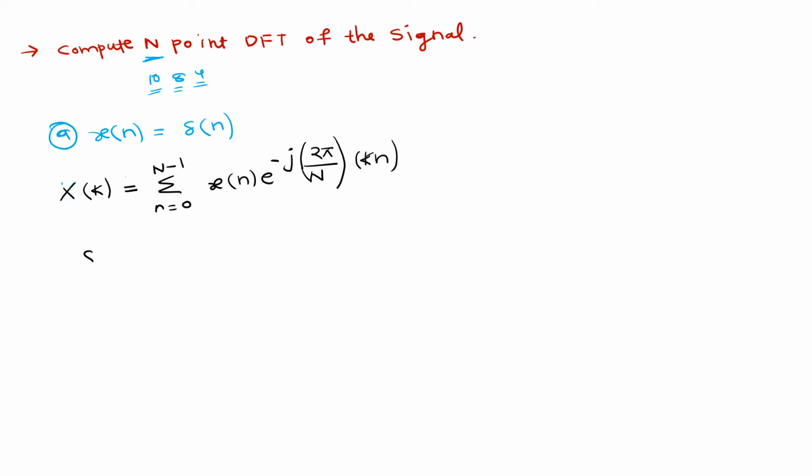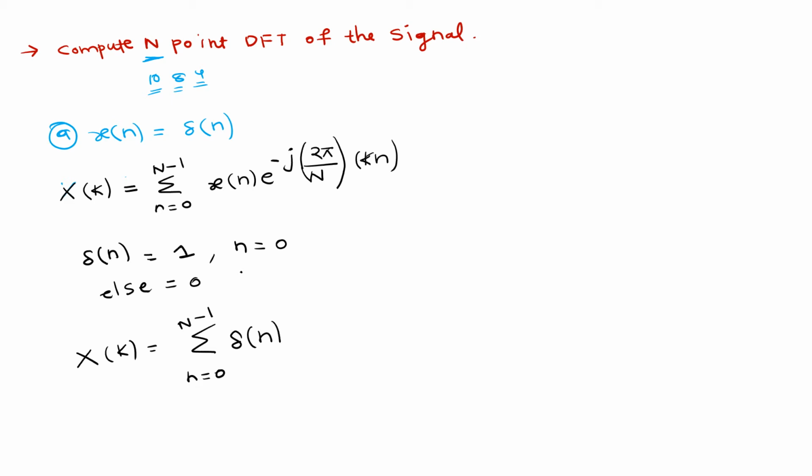So ఇప్పుడు we know that delta of n is equal to 1. This is impulse that equal to 1 at n equal to 0. Origin దగ్గర 1 ఉంటుంది, elsewhere it is equal to 0. Fine. So X of k లో substitute చేద్దాము, like summation of n equal to 0 to N minus 1. So x of n బదులు we need delta of n e power minus j 2 pi by N into kn.